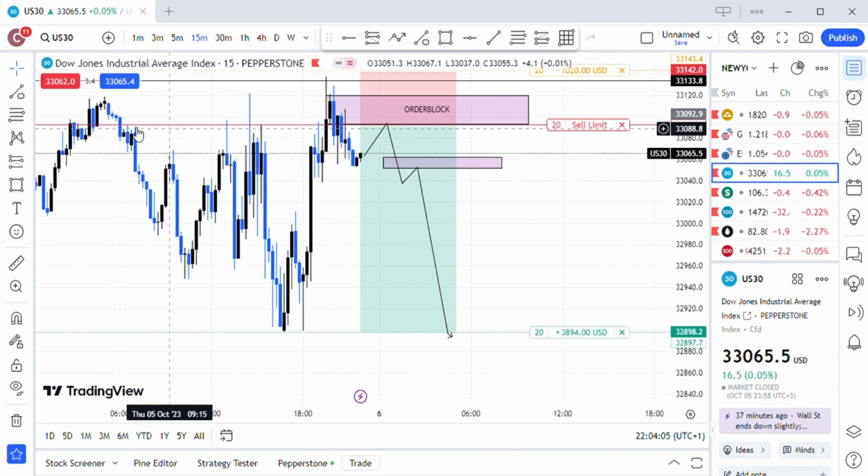Here's another thing, my take profit will be around this zone, this low here.